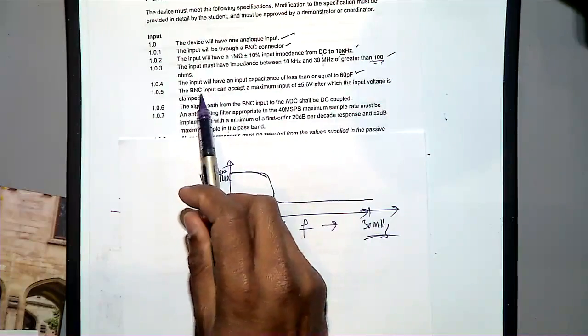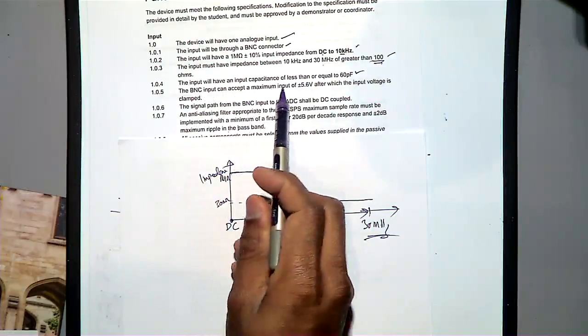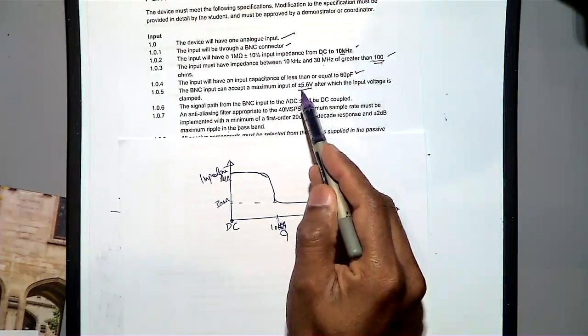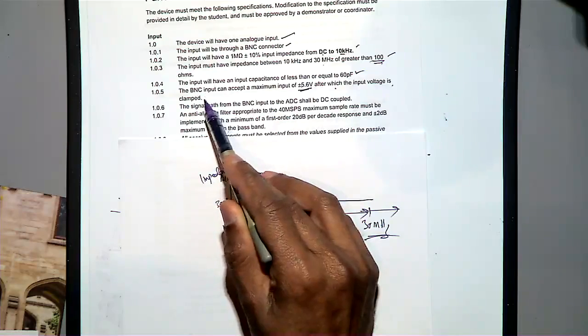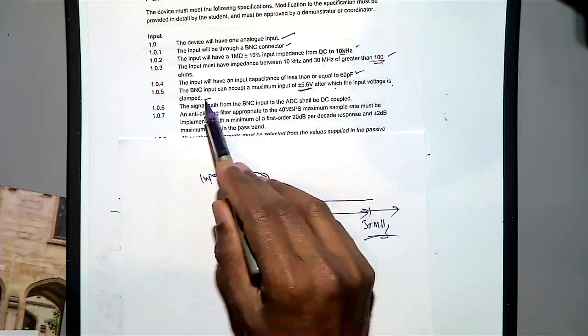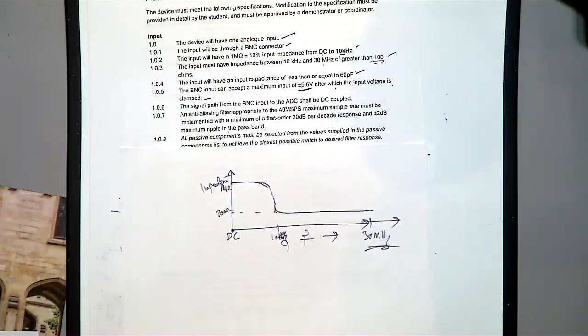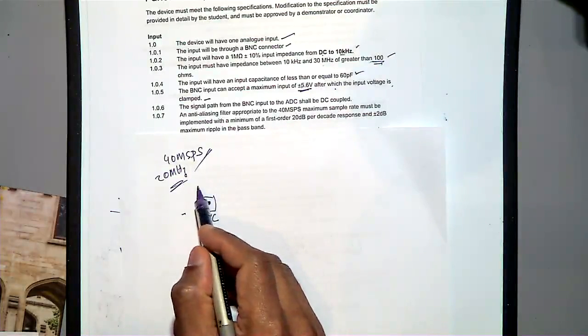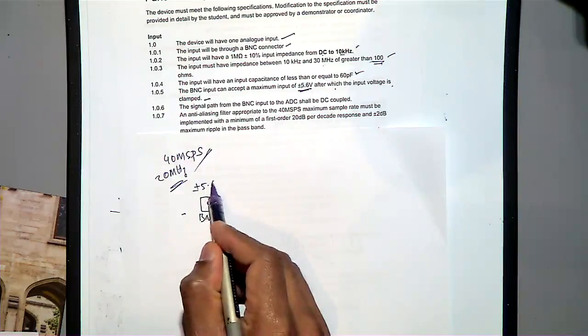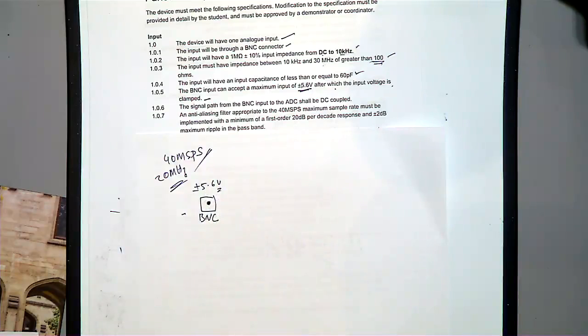Then the BNC input can accept a maximum input of plus or minus 5.6 volt, after which the input voltage is clamped. It means that when you design your BNC input, it should not accept more than plus or minus 5.6 volt. Because if somebody connects 10 volt, you don't want your DSO damaged, or somebody connecting 50 volt by mistake.